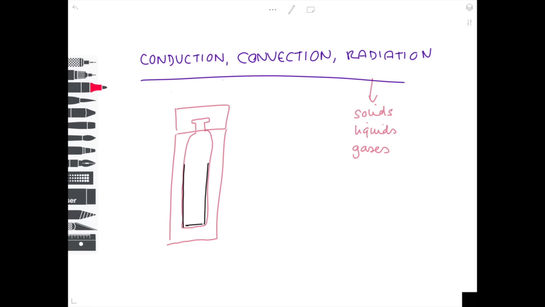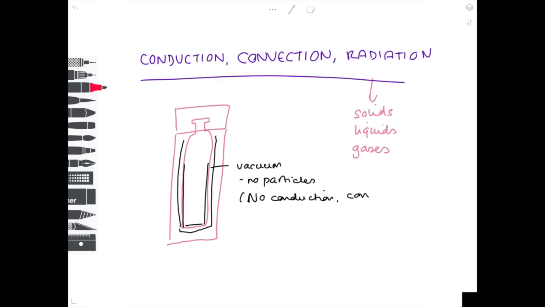Okay, so that's appallingly drawn, but I can still point out a few things. First of all, the most obvious thing here to point out is that it has a vacuum. Now remember that a vacuum is a space with no particles, and we know that both conduction and convection require particles in order to occur, so we say that there is no conduction or convection that can occur within this vacuum. And as always, I'm linking the property with which type of heat transfer it prevents.